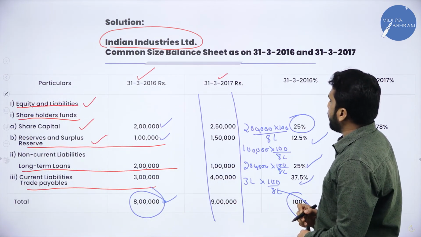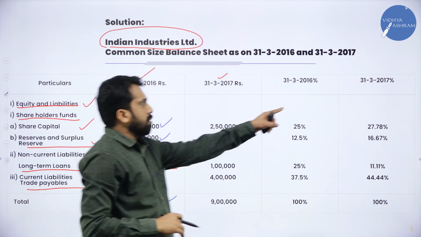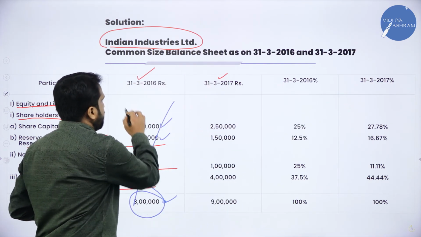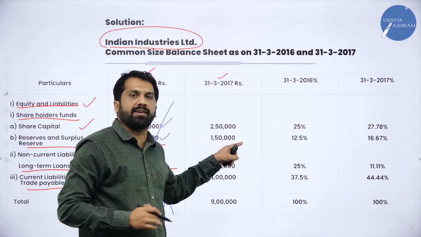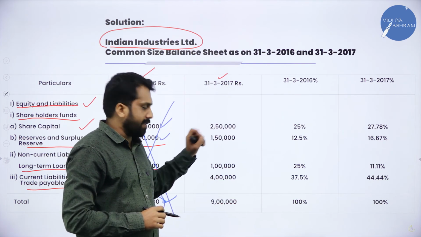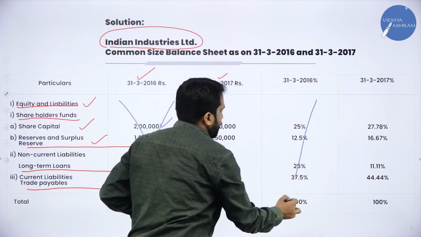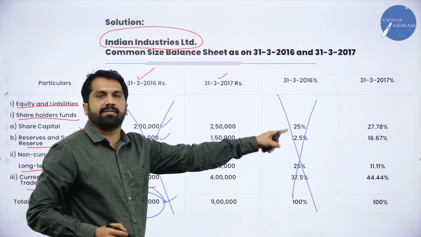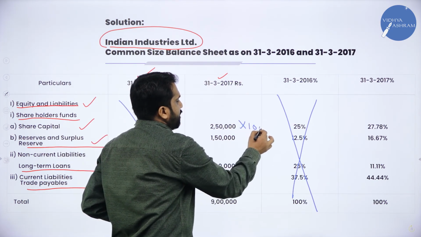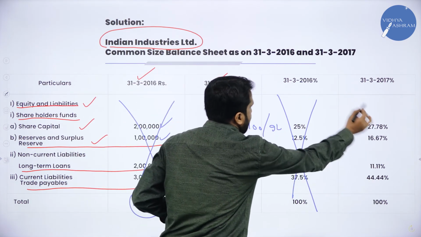2017 information we have. How to calculate for 2017? 2017 we are doing simply. 2016 is over. Now we are calculating 2017. What is the first one? 2,50,000. What is the total? 9 lakh. Now this is also already over, now we are doing only 2017. 2,50,000 multiplied by 100 divided by your total, which is how much? 9 lakh.